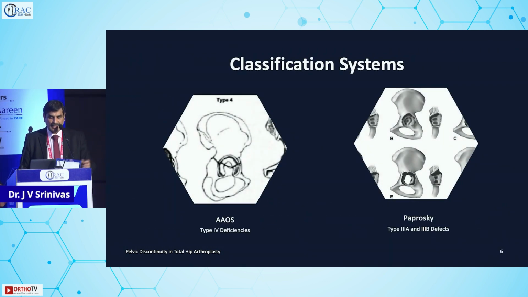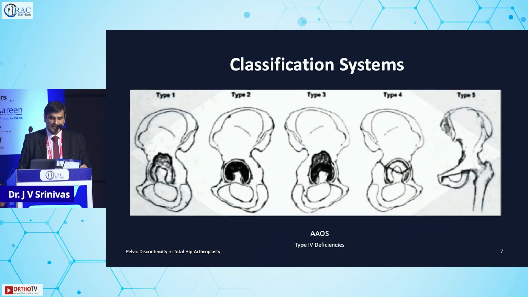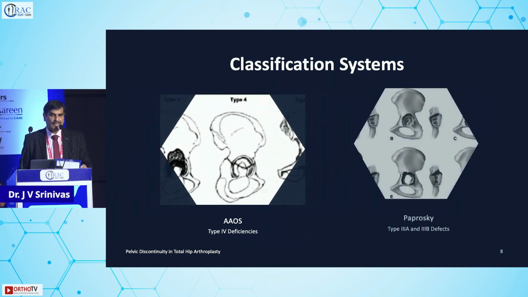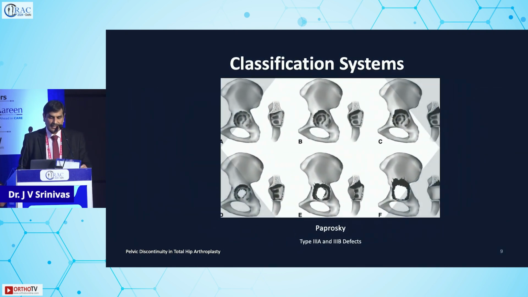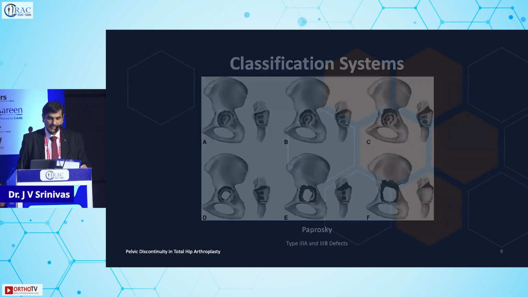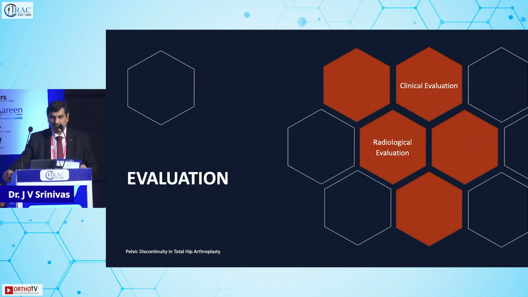So Paprosky classification or the AAOS classification, whichever classification you take, the last one would be the pelvic discontinuity. Either it is Paprosky or it is the AAOS classification. The last one would be the pelvic discontinuity because it's the ultimate thing to reconstruct the situation.